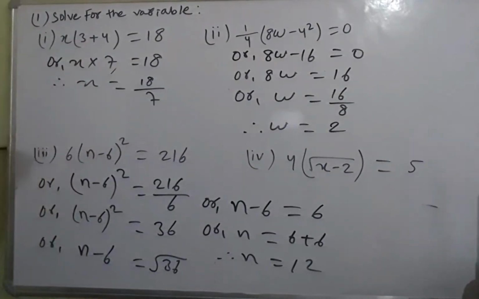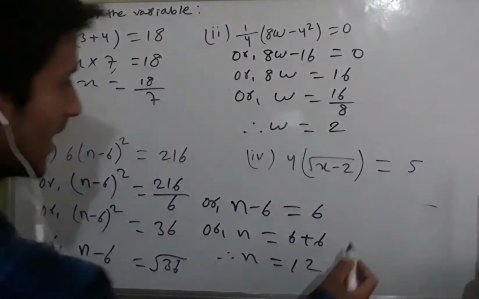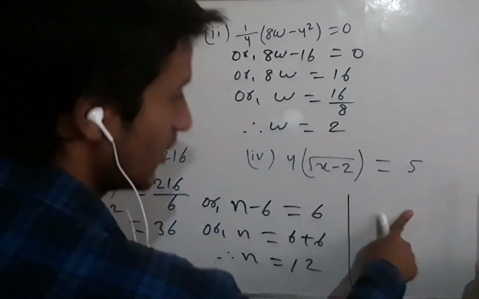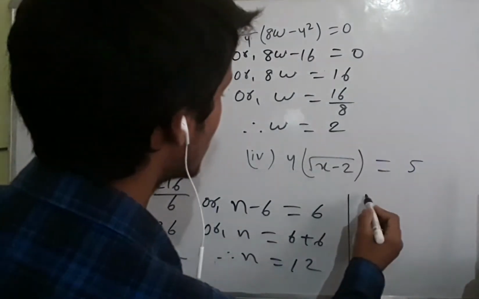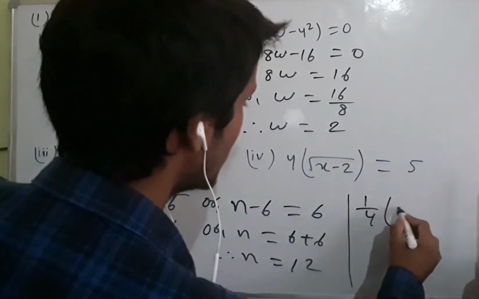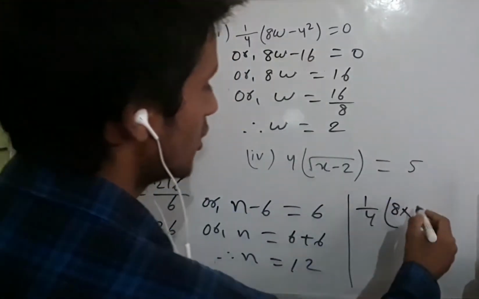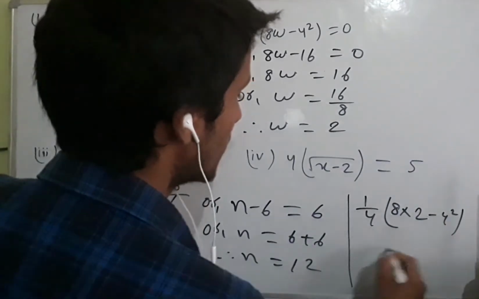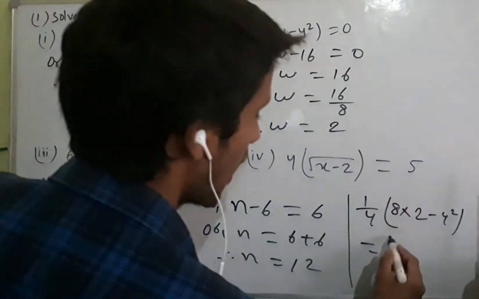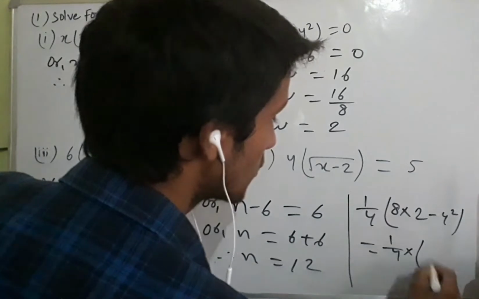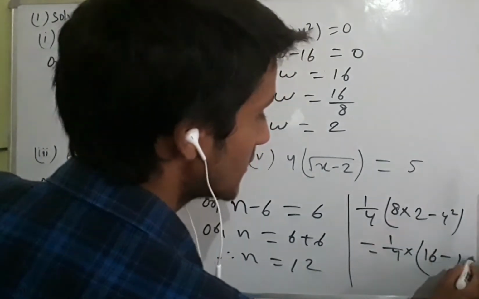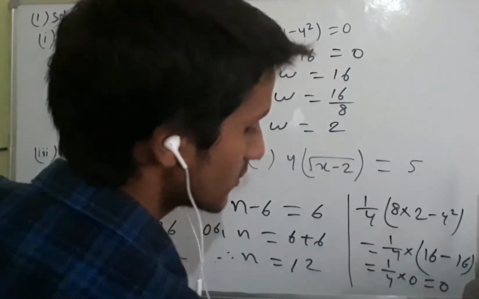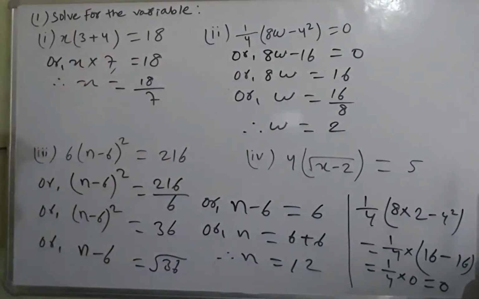So here we have found the value of n, and now I'm going to test this thing first here. The value for this was 2, so 1/4 times 8 times, and I'm going to replace w with 2 because its value is 2, minus 4 squared. Now this should get me 0 as its whole answer. So 1/4 times this is 16 minus 16, and as this is 0, 1/4 times 0 is just 0. Simple as that. I hope you have got that as well.